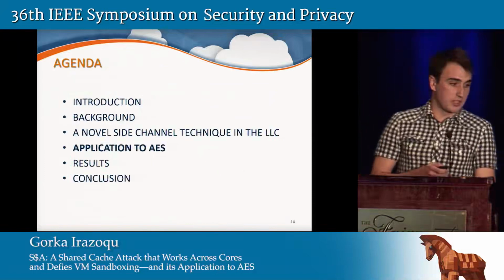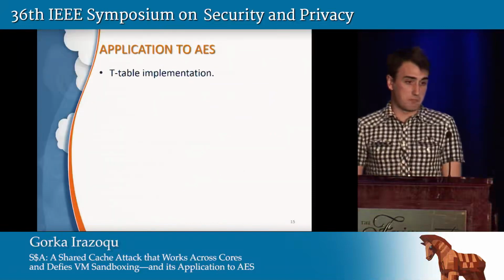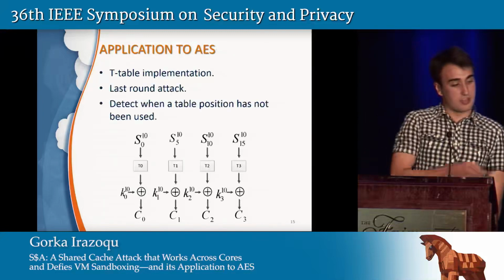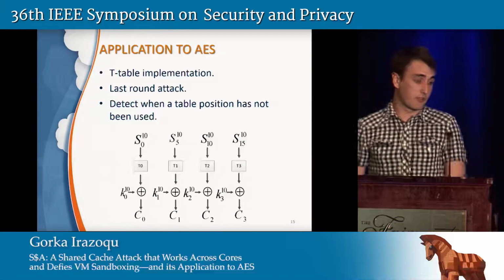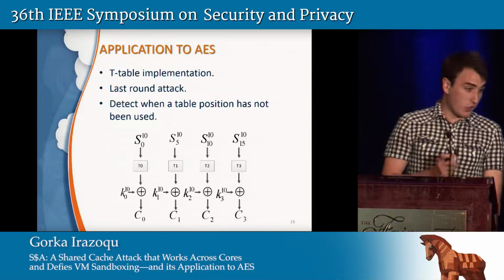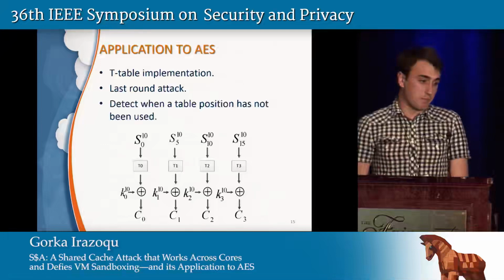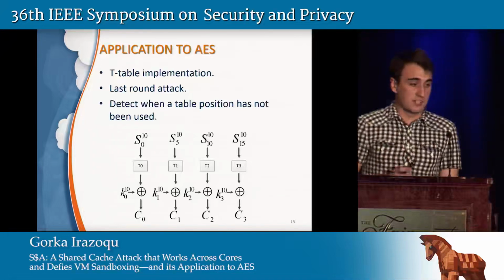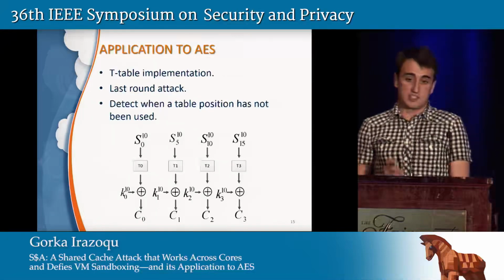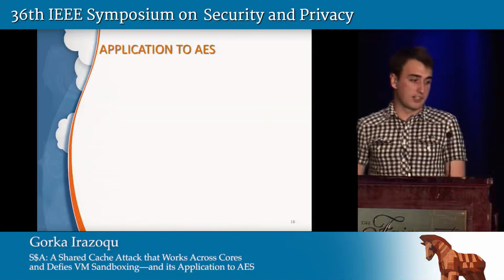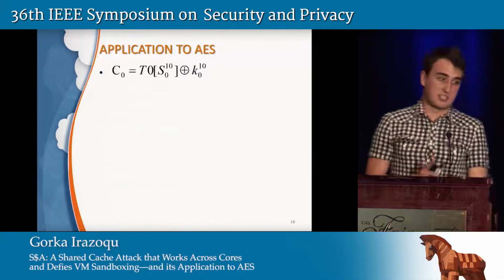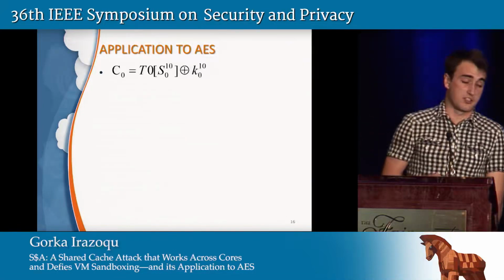So how can we apply this to AES? Indeed, we're going to apply this to a T-table implementation of AES, and we're going to apply a last round attack, where the last round of AES looks somehow similar to what we are seeing in the slide. So we're going to try to monitor when a T-table position has not been used. Let's say that we're monitoring table position number 1, right? There's going to be only one ciphertext value that always uses that table position for this last round, indeed the one that holds this equation. The rest might have a chance or might not have a chance of using it.